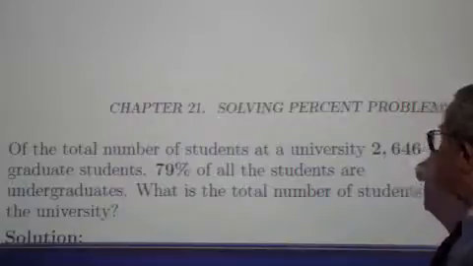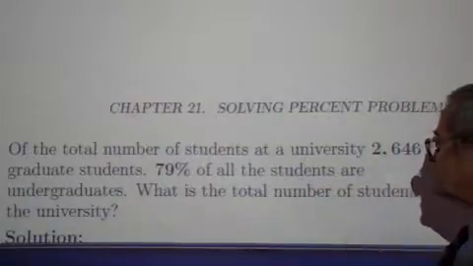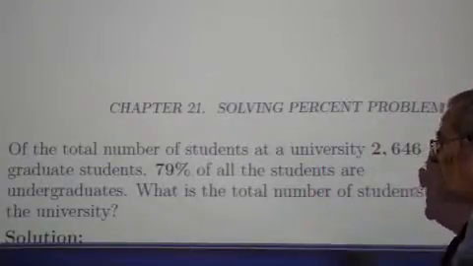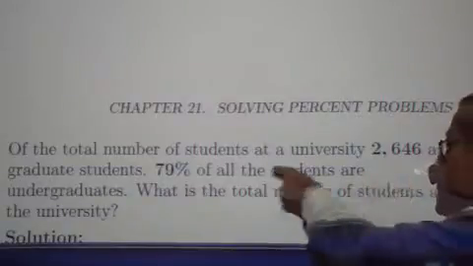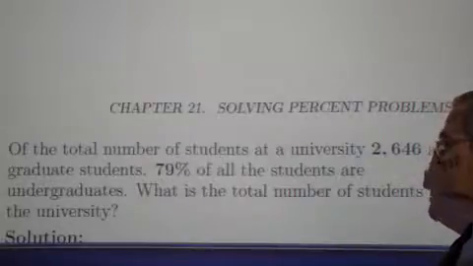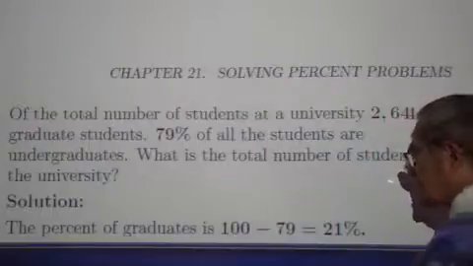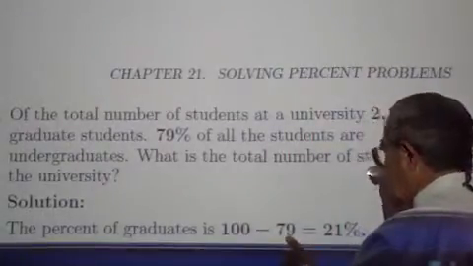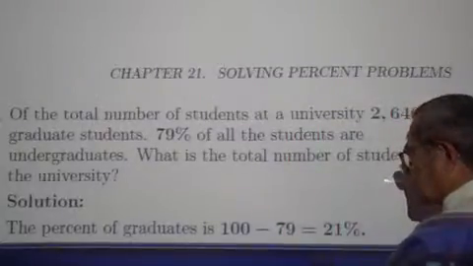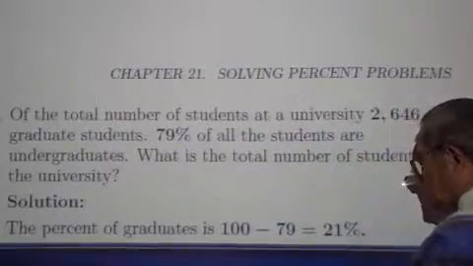Of the total number of students at the university, 2,646 are graduate students. 79% of all the students are undergraduates. This number is not that number. Be careful. What is the total number of students at the university? The percent of graduates is 100, that's all students, minus the students who are not graduates. All students minus the not graduates gives you the percent of graduate students.